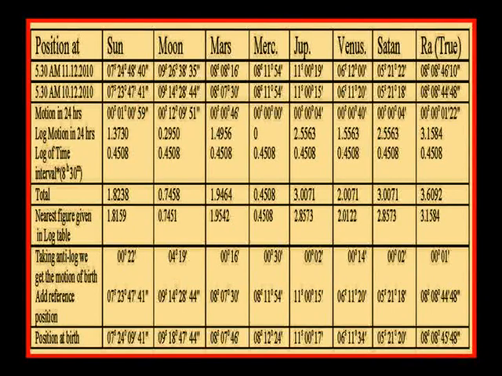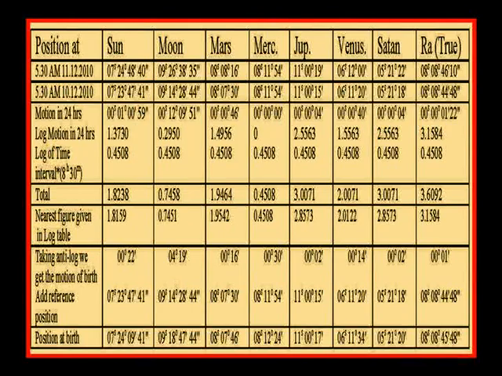When we deduct, we have to see the position of the sun on 10th of December 2010. The difference in 24 hours comes to 1 degree 0 minutes 59 seconds. Now you have to consult log motion in 24 hours, which comes to 1.3730. Log of the time interval 8 hours and 30 minutes is 0.4508.